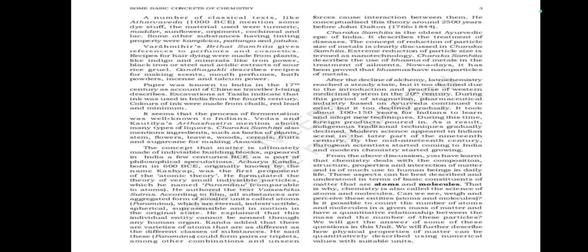Acharya Kanada, born in 600 BC, originally known by the name Kashyap, was the first proponent of the atomic theory. He formulated the theory of very small individual particles, which he named Paramanu, a counterpart of the atom.